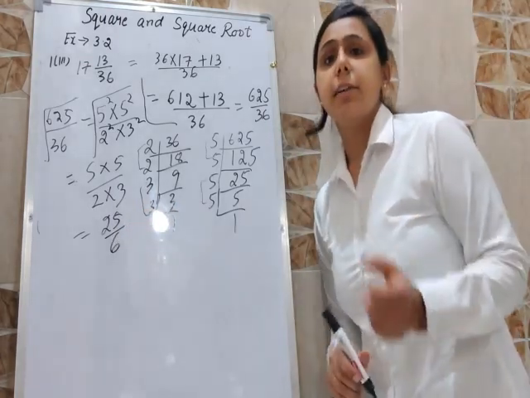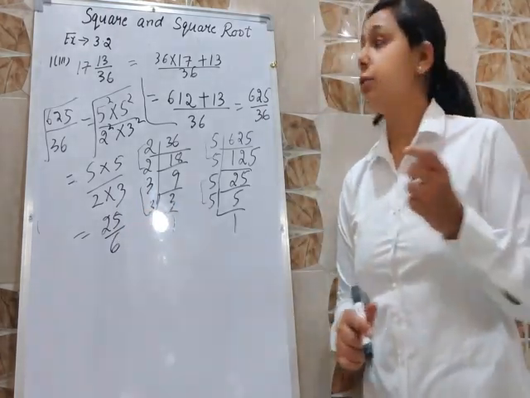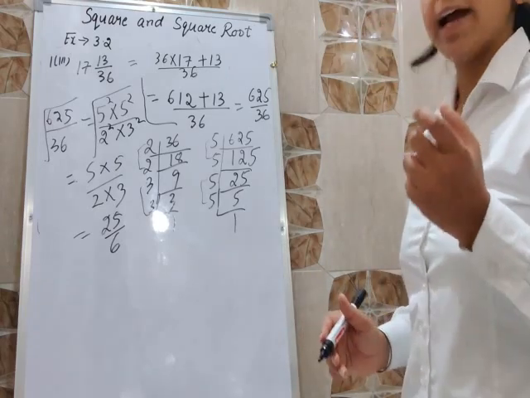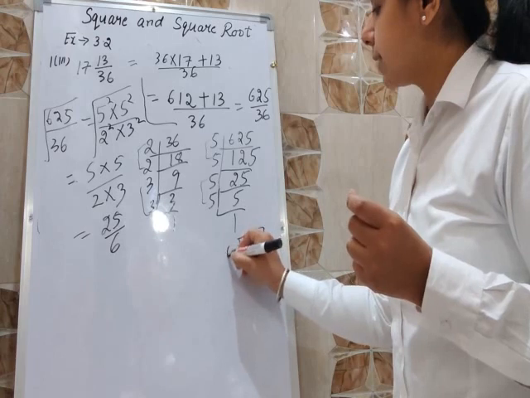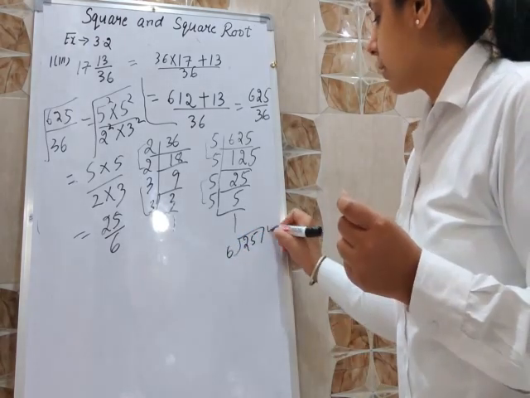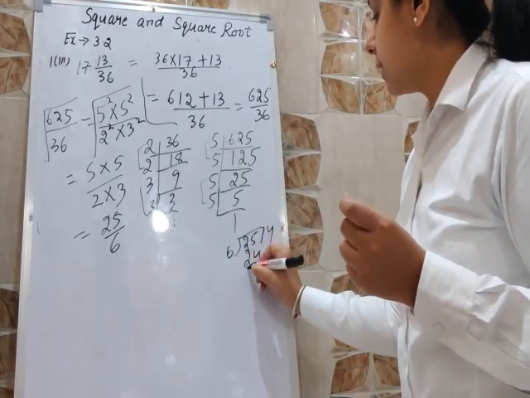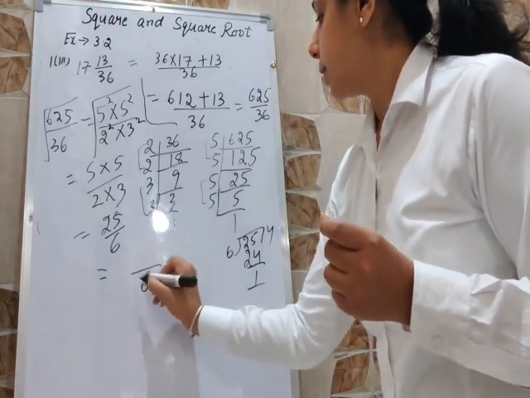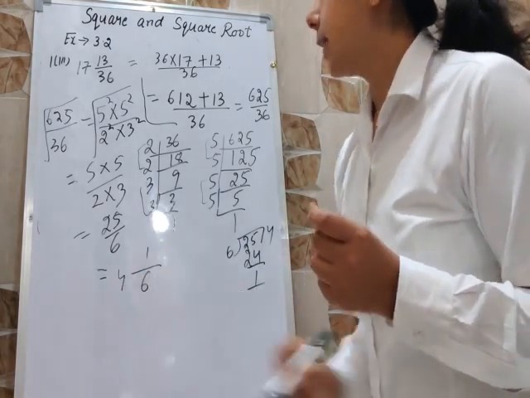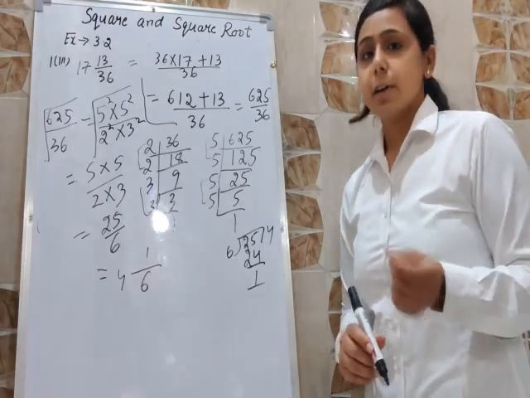Now the question is given in mixed fraction form, so that means we have to convert it into a mixed fraction form. So divide 25 by 6. What will you get here? 6 4s are 24. So write it in the mixed fraction form, we will get this answer. So this is the first question.